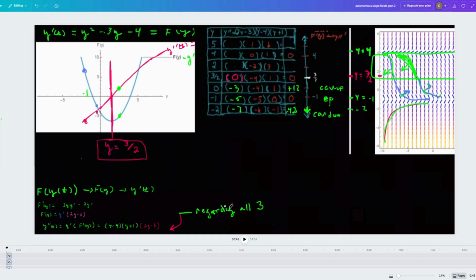So yes, regarding all three factors, I guess you could say, or all three equilibrium points, including the inflection point. This has to deal with our concavity, not the specific equilibrium here. If we pick a 2, looking at both graphs is very useful, actually. I would highly recommend doing both.